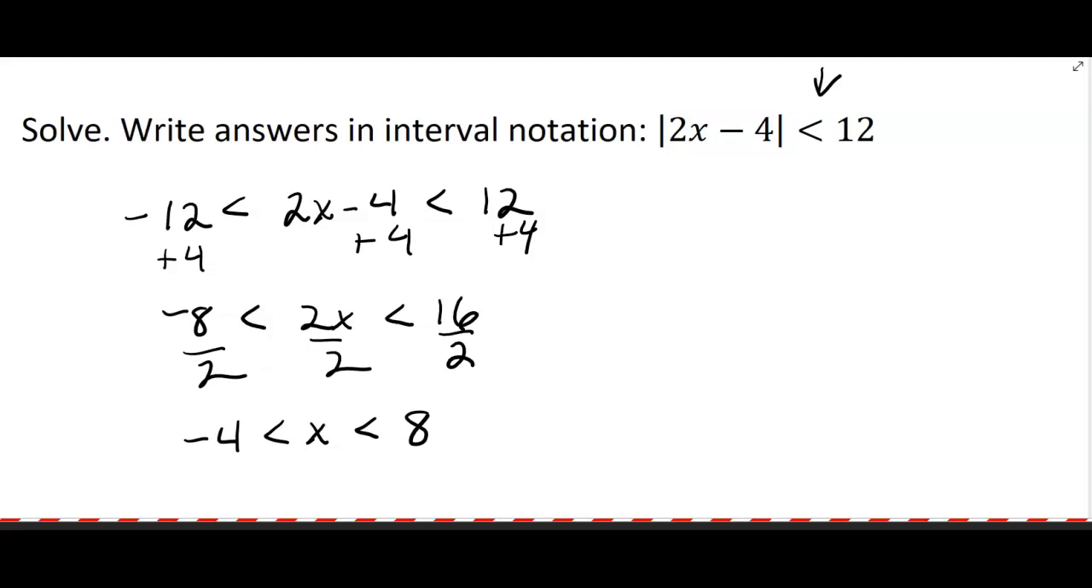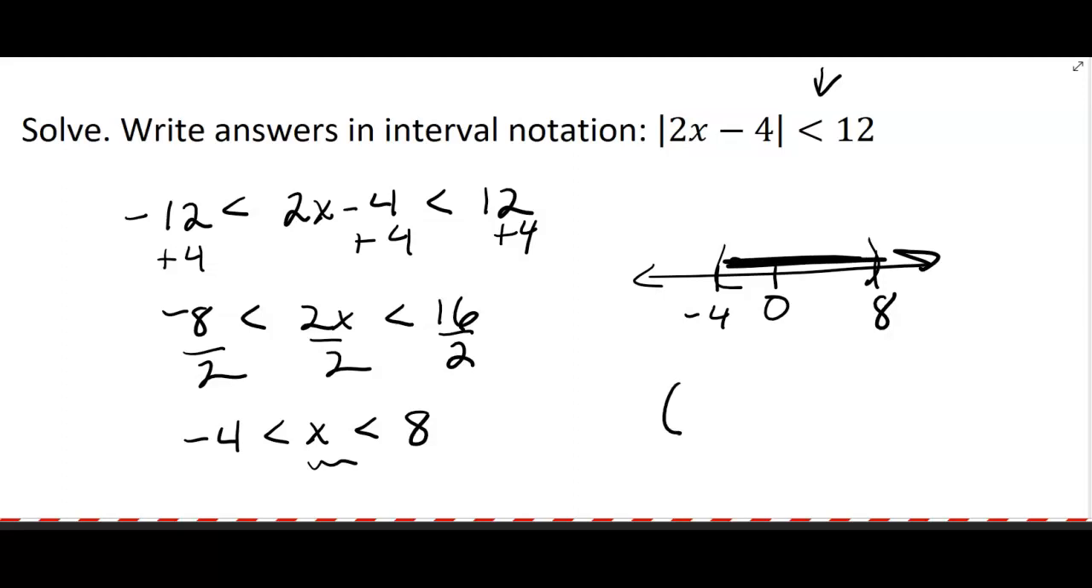So what's the answer? Well, you want the values between negative 4 and 8. If you were to graph it, think about 0 being here and negative 4 and 8. You want all the numbers that are between there. It's a between thing. And so the interval notation should look like this. And there you go.